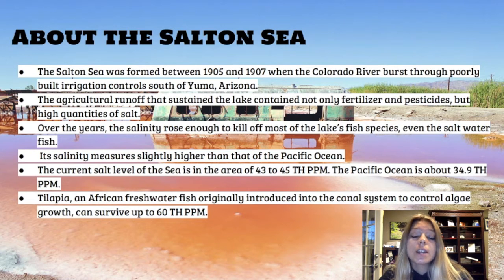Over the years, salinity has continued to rise and kill off most species of fish in the Salton Sea and even some birds. Its salinity is slightly higher than the Pacific Ocean. Its current level is 43 to 45 THPPM, and the Pacific Ocean is about 34.9 THPPM. THPPM is what they measure the salt concentrations in. One of the only fish that thrive in the Salton Sea are tilapia, and they survive up to 60 THPPM.